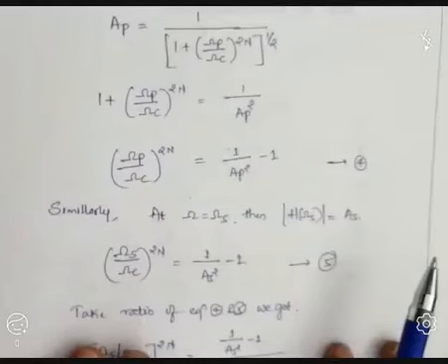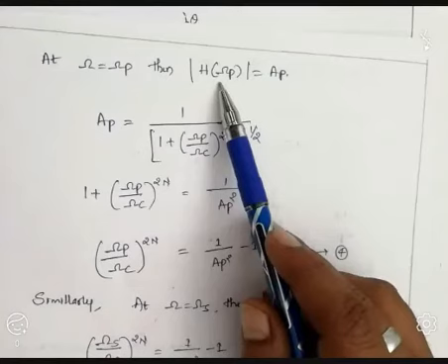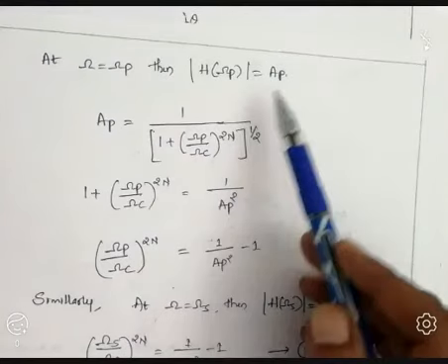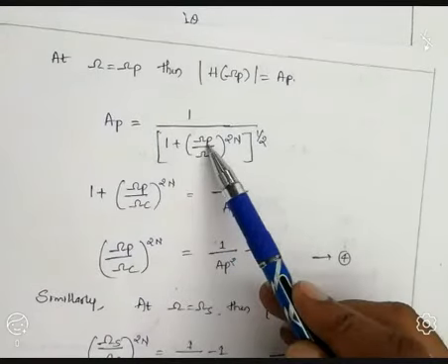As per the diagram, at omega equal to omega P, what are we writing? The magnitude is equal to what? AP. From the diagram we can observe. Hence AP equal to what? It is the magnitude frequency response equation: 1 divided by [1 plus (omega P divided by omega C) to the power 2n] whole to the power 1 by 2.